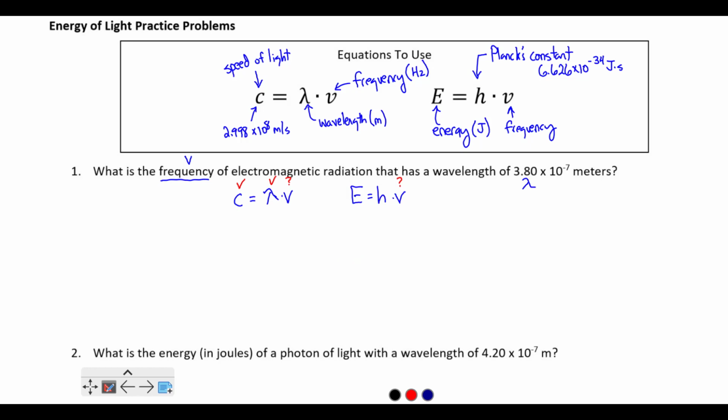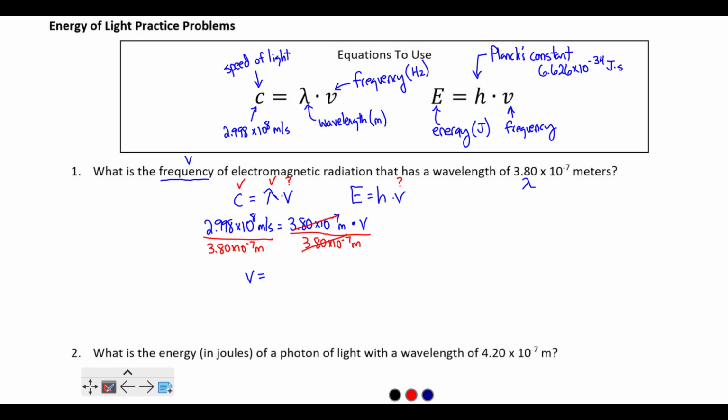So now I'm going to plug my numbers in. The speed of light, that's 2.998 times 10 to the 8th meters per second. That's equal to the wavelength, that's 3.80 times 10 to the negative 7th meters, and that is times frequency. So to solve for frequency, I need to divide both sides by 3.8, and of course that will cancel right here. And I'm kind of flipping sides of the equation because I think it looks better this way.